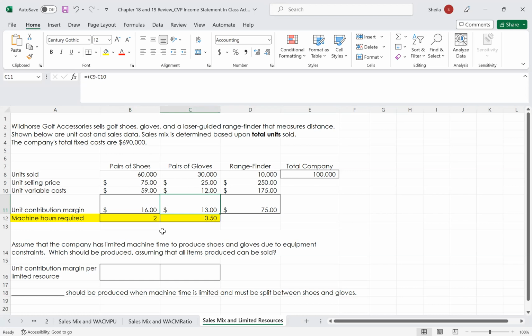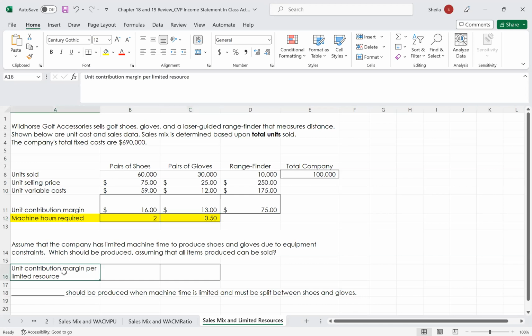So when we think about limited resources, machine hours, we're saying that basically making a pair of shoes takes 2 hours to manufacture, whereas it only takes a half an hour for a pair of gloves. So the question is, does that change anything? Well, yes, it should. Because if we're limited on resources, we need to think about the most effective way to contribute to the bottom line.